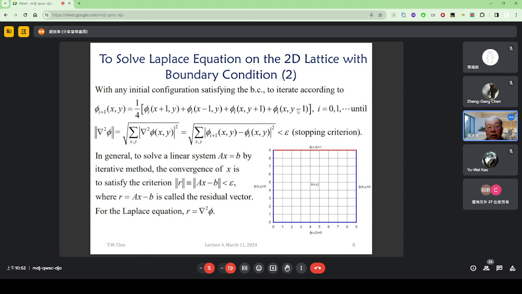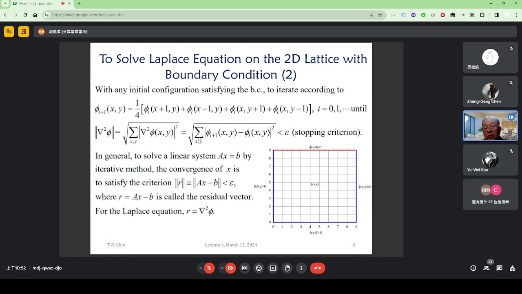Otherwise, the difference between the next iteration and the present one is phi_{i+1} minus phi_i, and then sum over all the sites. At each site xy, there is the Laplacian phi at xy. So this is the norm of the error vector, or the norm of the Laplacian phi.